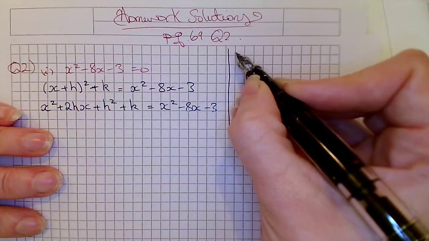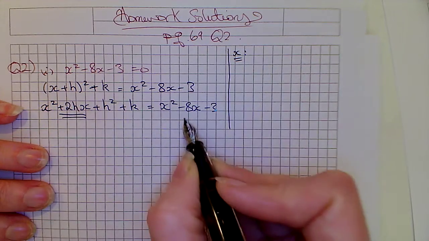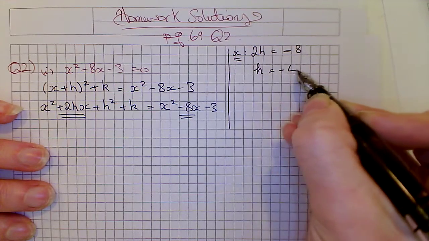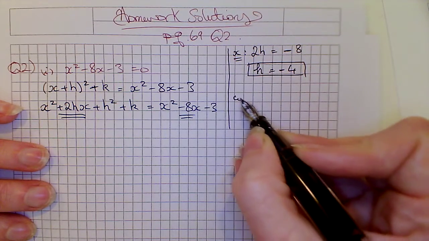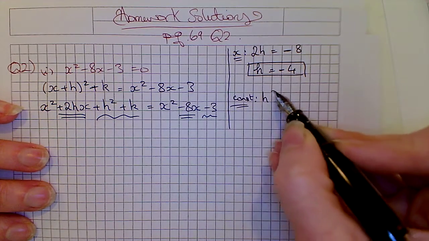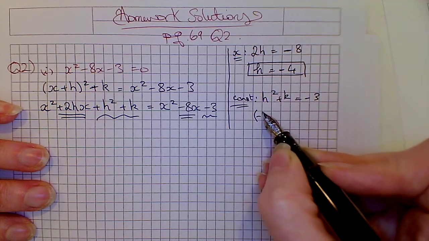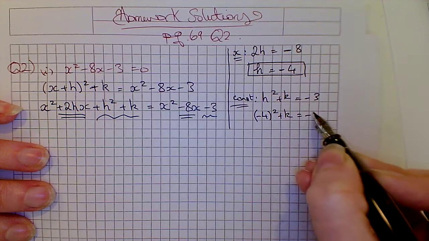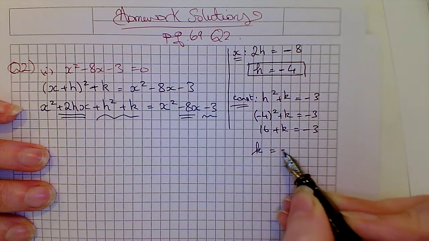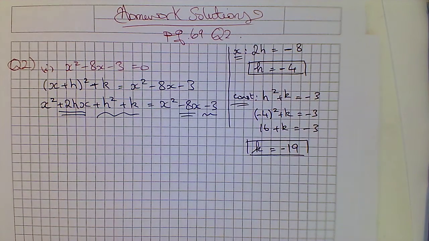And then our x term gives us, the x term from this side, gives us that 2h is equal to minus 8 and h is minus 4. And our constant term is all of this, gives us that h squared plus k is equal to minus 3, but we know what h is. So when we square minus 4, we get 16 plus k is equal to minus 3. So k is minus 3, take 16, k is minus 19, and we can write down our answer in completed square format.